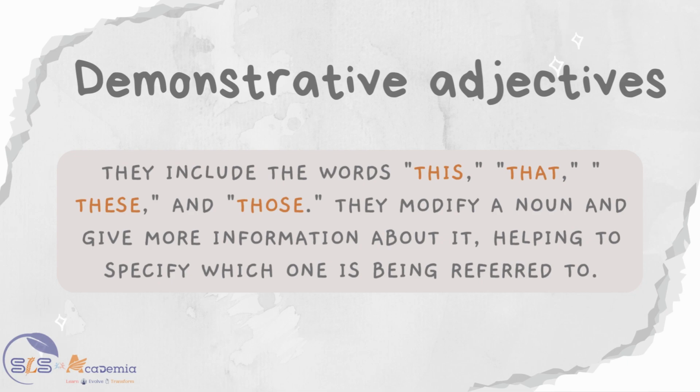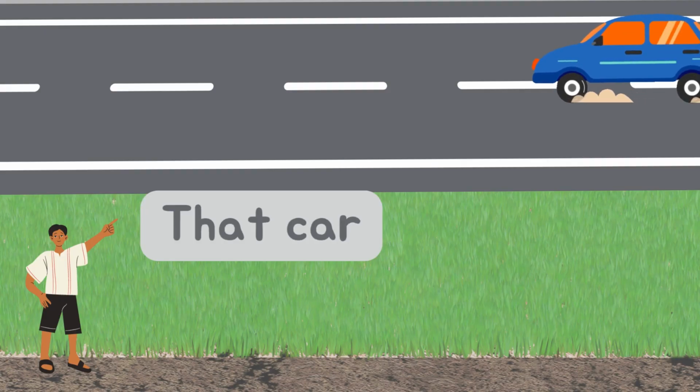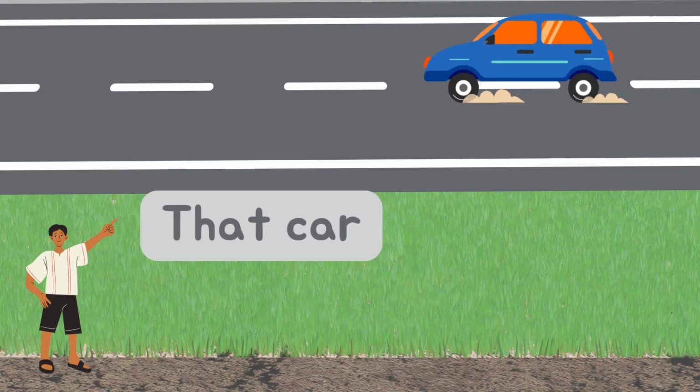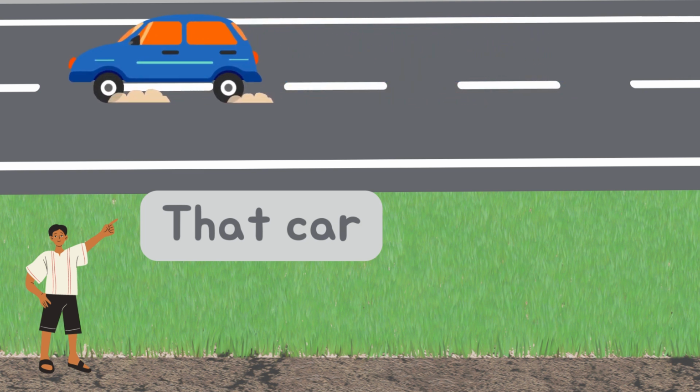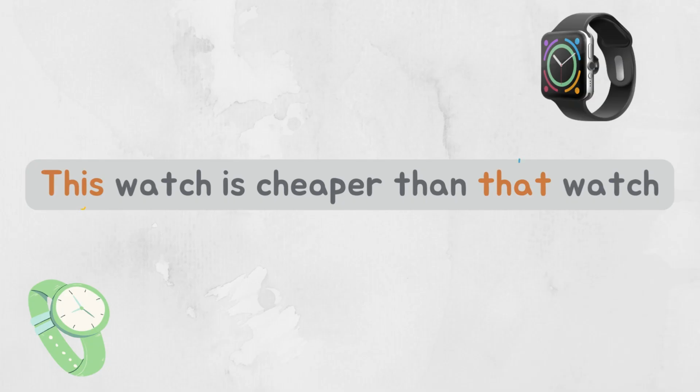For example, if we were talking about that car over there, we might use the demonstrative adjective that to indicate its distance from us. Look at this sentence. This watch is cheaper than that one. This is a demonstrative adjective modifying the noun watch and telling us which watch we are demonstrating.